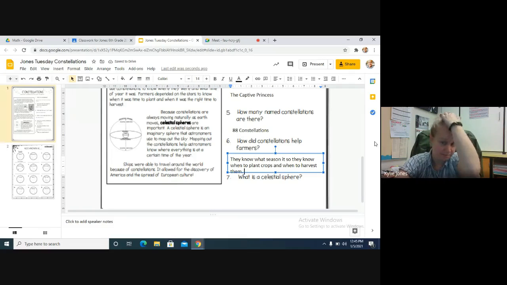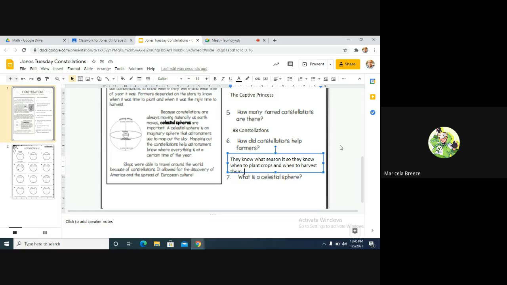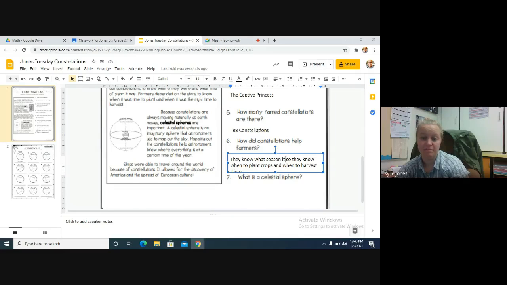Good. So it allowed them to basically look at the stars and be like, okay, it's this time of year. That means we should plant wheat. And then they let it grow for a couple months, and they're like, oh, it's a new time of year. It's time to pick the wheat or barley or corn, whatever they were growing. They know what season it is, so they know when to plant crops and when to harvest.